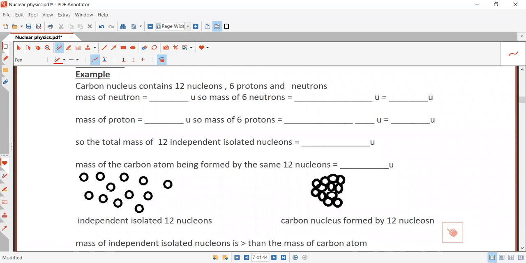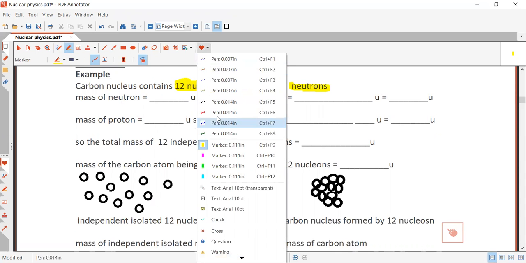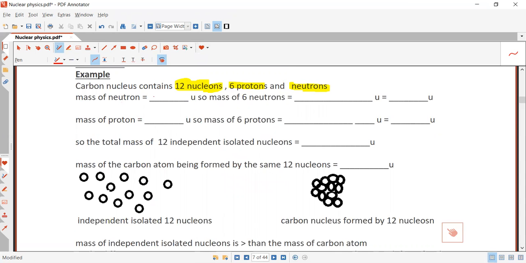Let's take the example of carbon. Carbon nucleus contains 12 nucleons, out of which 6 are protons and 6 are neutrons, right? So the mass of the neutron I just told you is 1.009 U. You don't have to remember this mass, it will be given. So the mass of 6 neutrons is going to be 6 times 1.009 U. So it's going to be what?